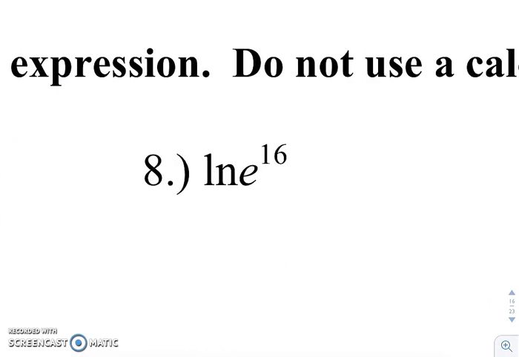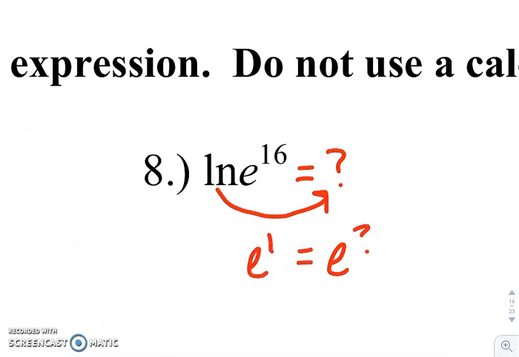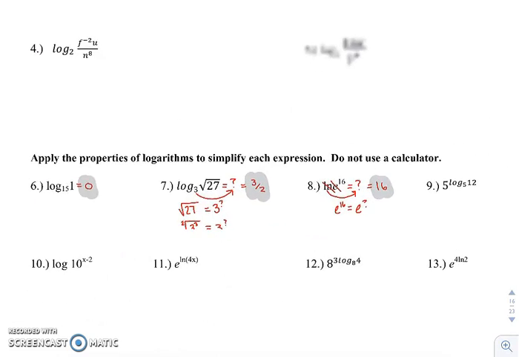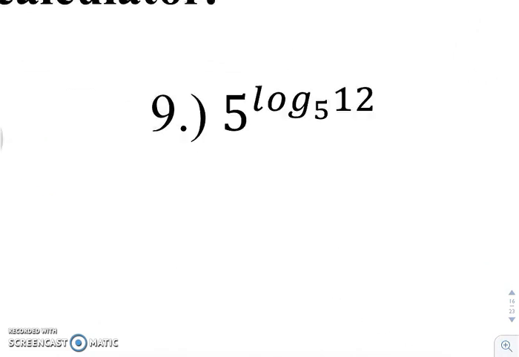Eight, natural log and e undo each other. And again, if we were to write this out, the natural log would come over. E to what power equals e to the 16? It has to be 16. So again, can write it out, but they're always going to undo or cancel each other because they're inverses of one another. Number 9, same idea.